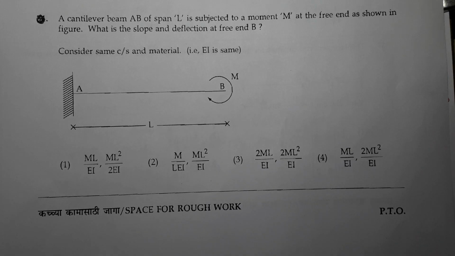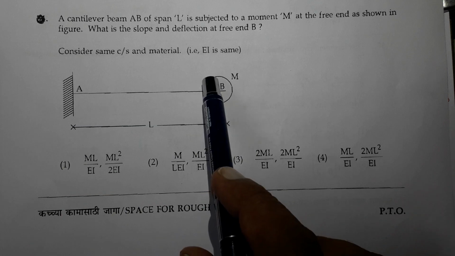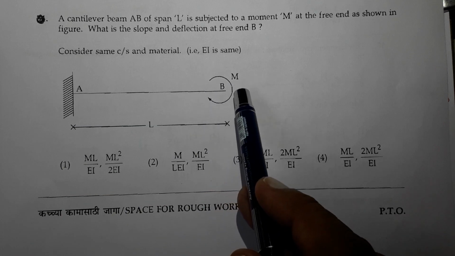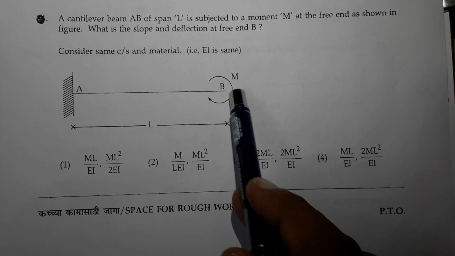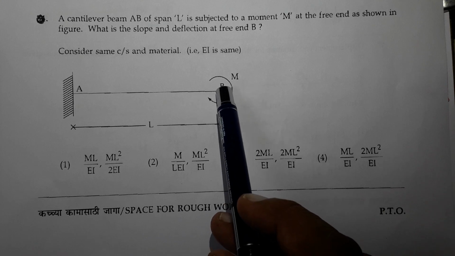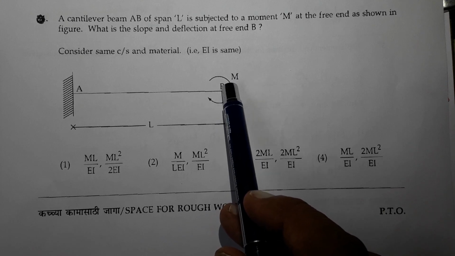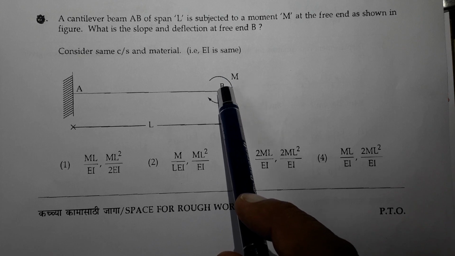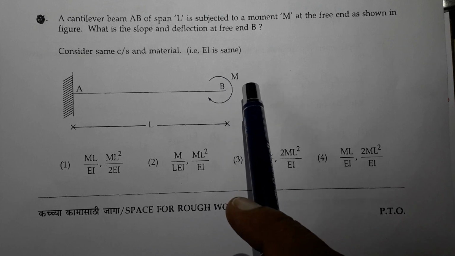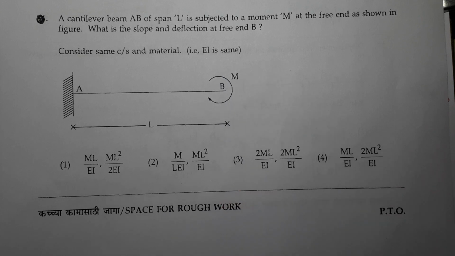Next question, a cantilever beam AB of span L is subjected to a moment M at the free end as shown in figure. What is the slope and deflection at free end B? Consider same cross section and material, that is EI is same. A cantilever beam is shown, a moment is applied at the free end, so it is a standard case. And for this type of loading, the slope at the free end is given by ML upon EI, whereas the deflection is given as ML square upon 2 EI, and that is why the correct option is option 1.